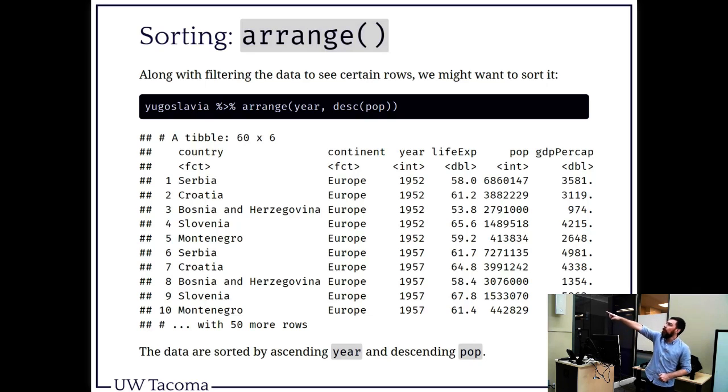If we look over here, we'll see all of the 1952. So there's 5 observations in 1952. But then within that year 1952, it starts with the highest population, goes down to the lowest population, then to the next year up, highest population. You can chain any number of those arrange commands to arrange it in some particular way you want. Straightforward.